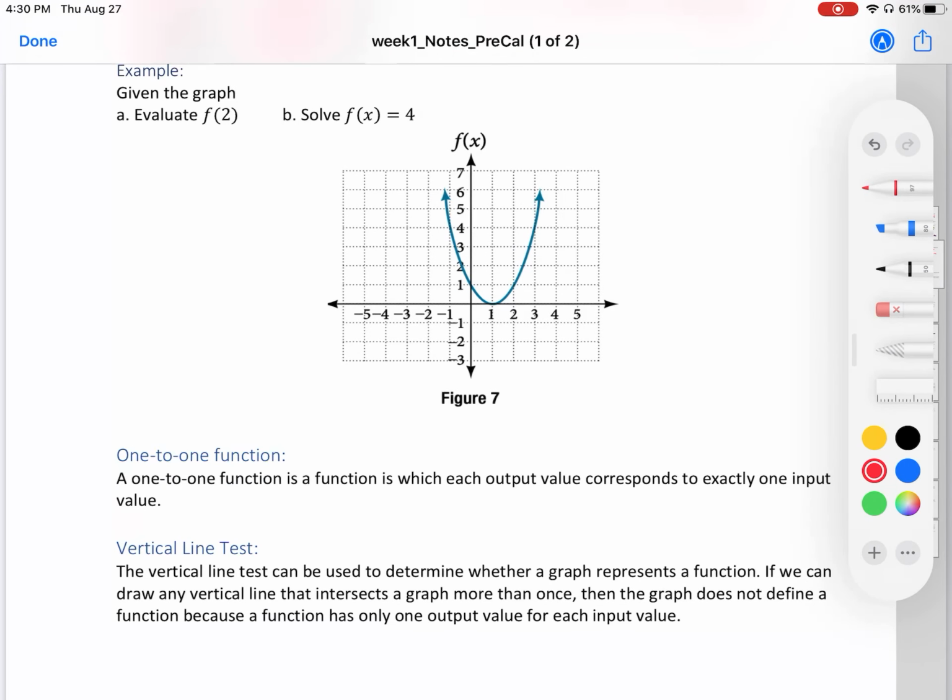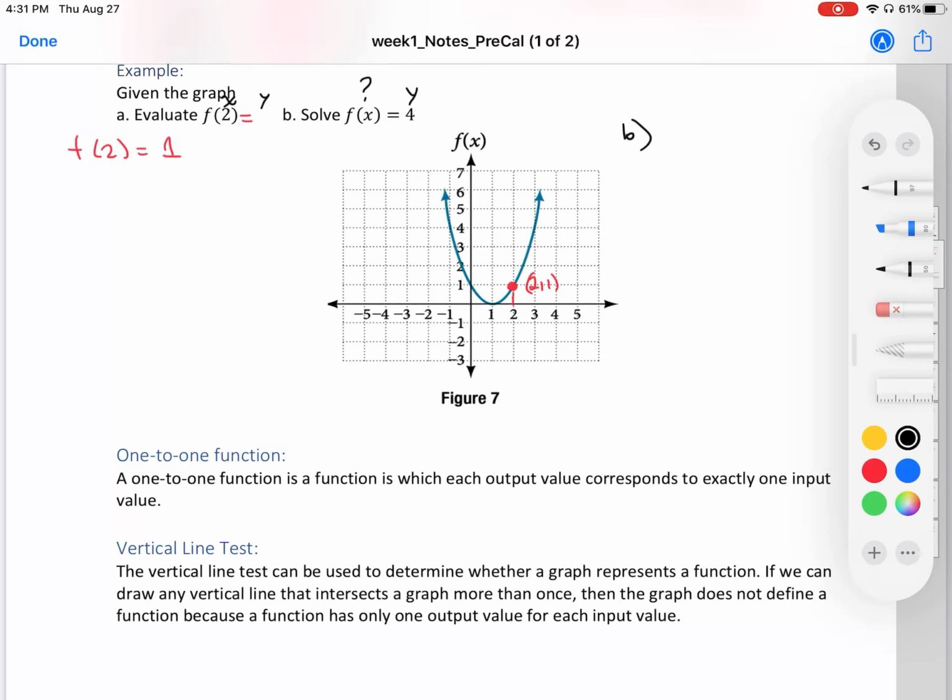Example, given the graph, we want to find a, f of 2, and b, solve for f of x equals 4. All right, f of 2. We want to find out what is our answer when we plug in a 2. Well, if we find 2 and we find our answer in our graph, we get 1. We have the point 2 comma 1. So this means that f of 2 is equal to 1. Now b is asking pretty much the same thing but backwards. So it's telling us what our y is. Now we want to find out what is our x. The other one told us what x was, and we want to find that y, that output.